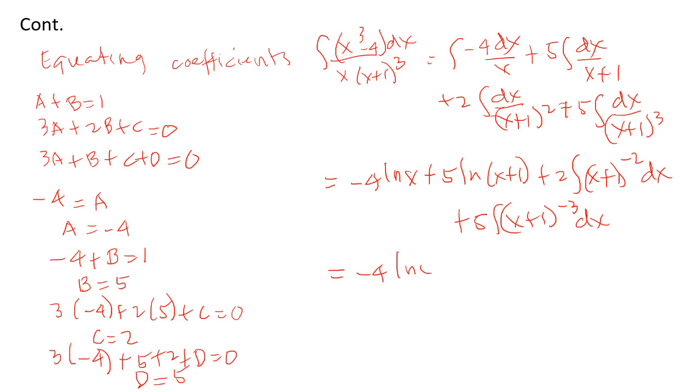Or simplifying further, you have -4 ln x plus 5 ln (x + 1) minus 2 over (x + 1), then minus 5 over 2(x + 1)^2. Then you have plus C.